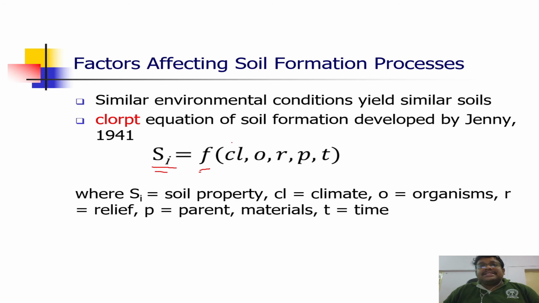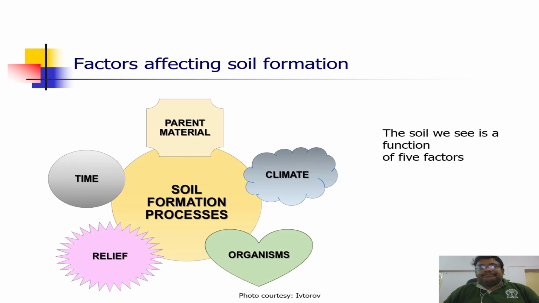One is called CL, that is climate. O stands for organism, R stands for relief, P stands for parent material, and T stands for time. So any particular soil property is a function of these 5 different factors: climate, organism, relief, that is, unevenness of the surface, and then parent material and time. So we can see that the soil we see is a function of 5 factors. All these factors play a very important role.